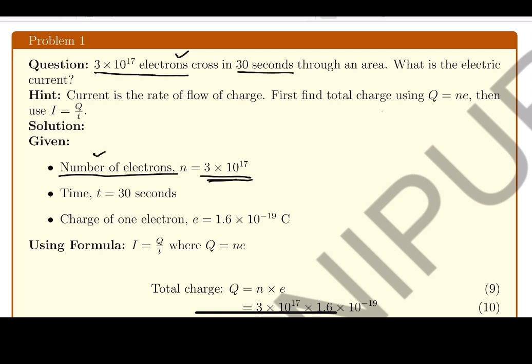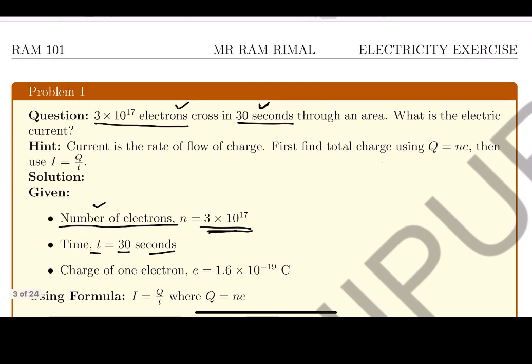Second, it crosses in 30 seconds. So what is 30 seconds? It is time. Time is 30 seconds. So what is the electric current? They are giving us N, they are giving us T, and they are asking us to find out current.